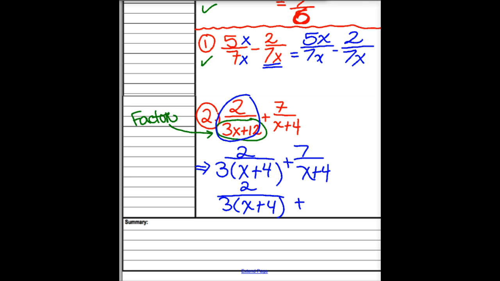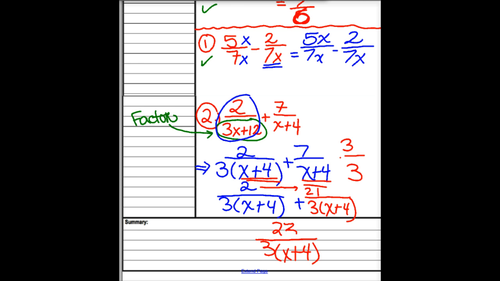But the second fraction only has an x plus 4. So what that means is I need to multiply the top and the bottom by a 3. On the top, I get a 21, and on the bottom, I get 3 times x plus 4. Now that I have my common denominator, I keep it. And I add the tops. 2 plus 21 is 23.